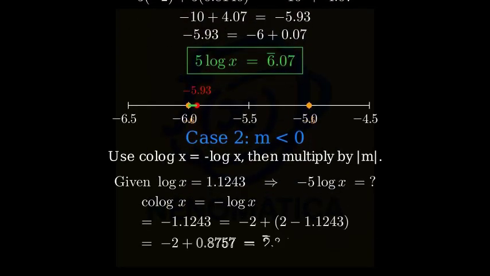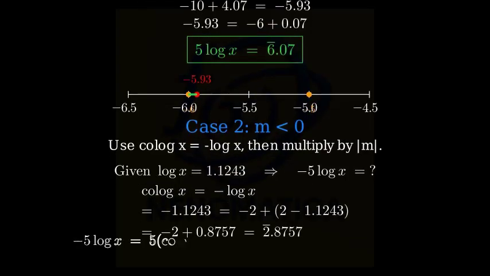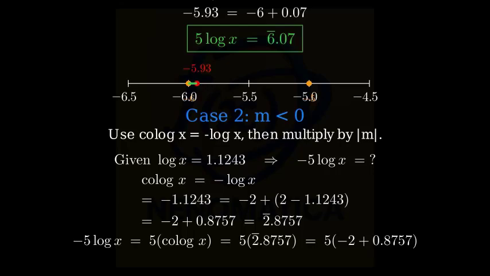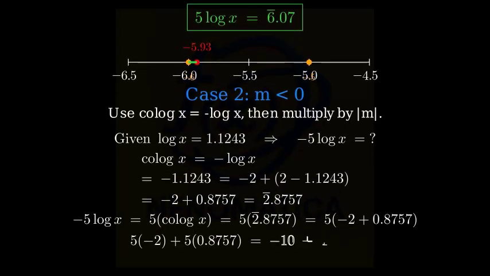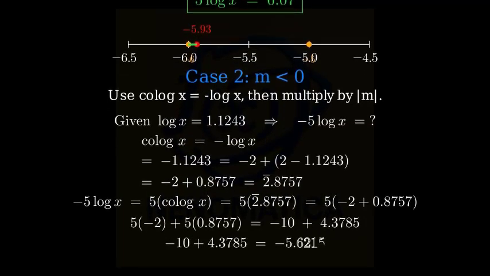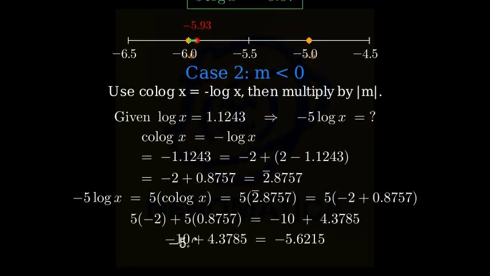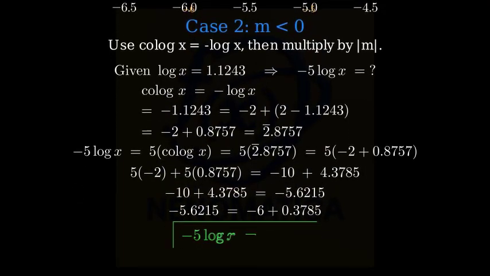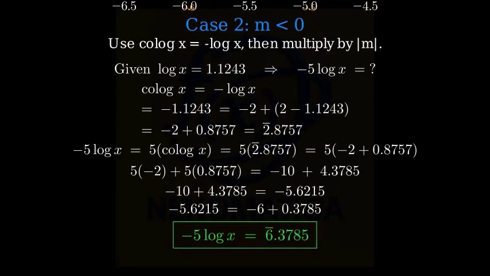First find colog x, which equals negative log x. That is negative 1.1243. Write it as bar 2.8757. Now multiply by 5. 5 times bar 2.8757 equals 5 times negative 2 plus 0.8757. That becomes negative 10 plus 4.3785. Combine to get negative 5.6215. Finally, write it in standard log form as negative 6 plus 0.3785, which is bar 6.3785.